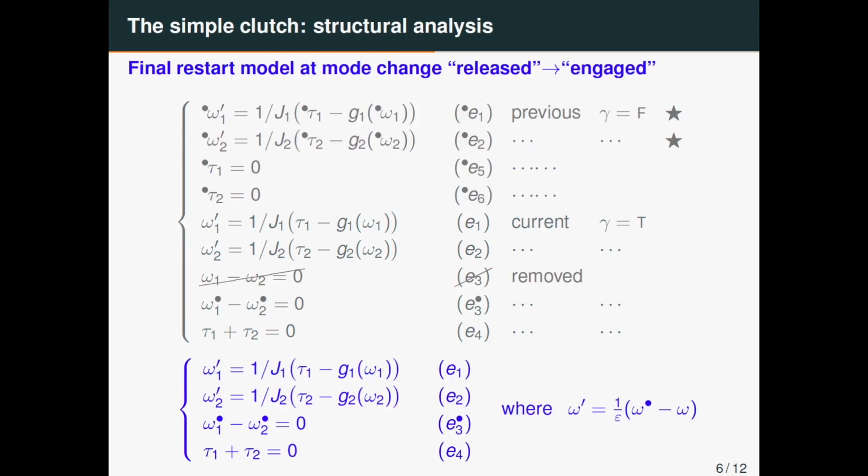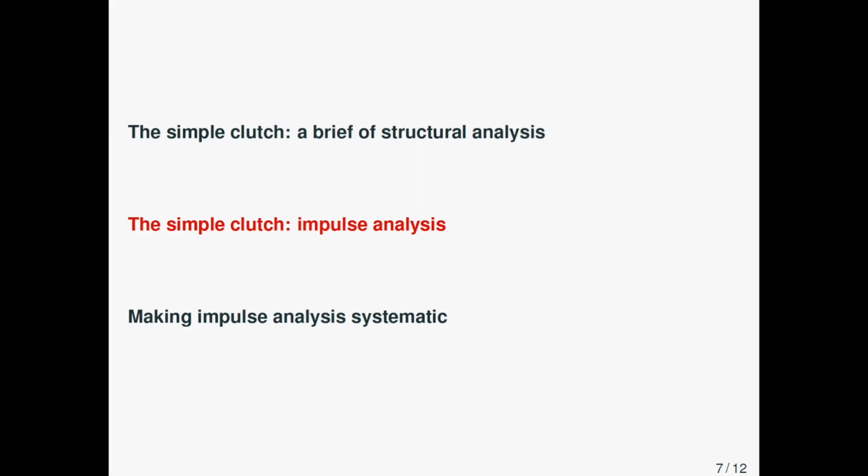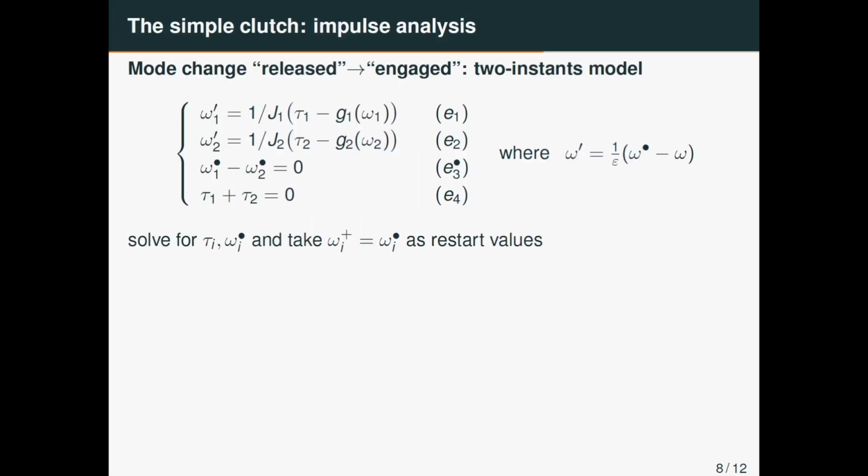So, we end up with the blue subsystem shown. It collects the equations determining the dependent variable at mode change, namely the next values of velocities, next omega, and the two torques, tau. Recall that derivatives expand using Euler's scheme. We are going to use this model for our impulse analysis. We now move to the impulse analysis. We recall here the model we use for our impulse analysis.